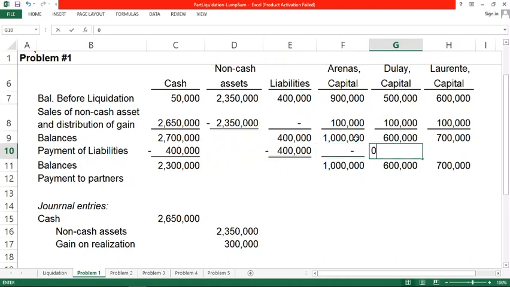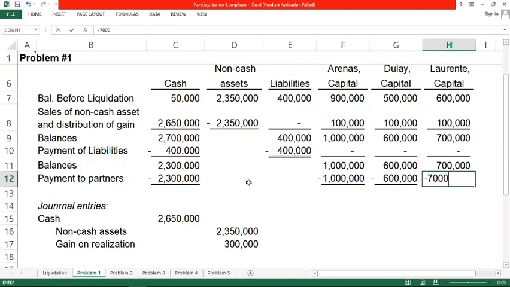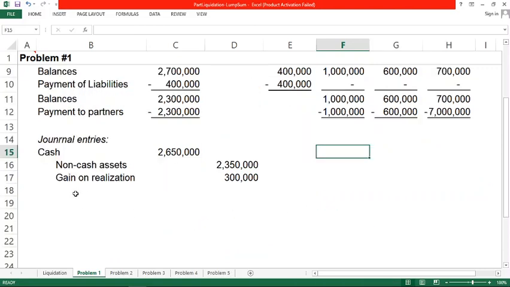to the partners. So if you could notice, all the non-cash assets have been sold, our liabilities have been paid, and then we are down to the last step of the lump sum liquidation, which is the distribution of the remaining assets. So let us distribute all these 2.3 million to our partners. Would you agree that 1 million plus 600,000 plus 700,000 is 2.3? Okay, that's 2.3 million. Now let's prepare journal entries.